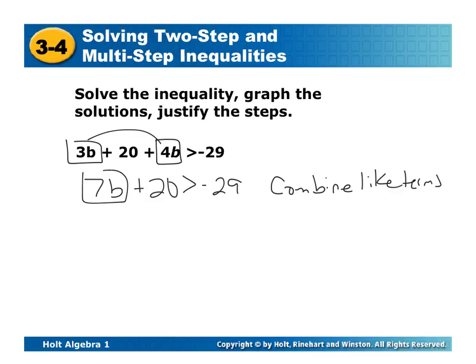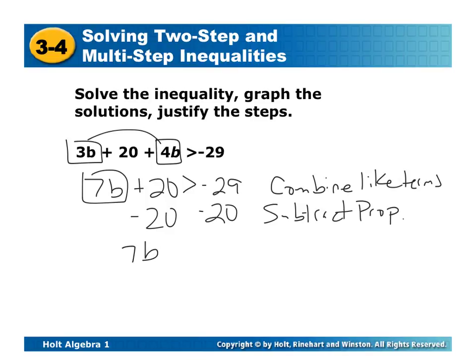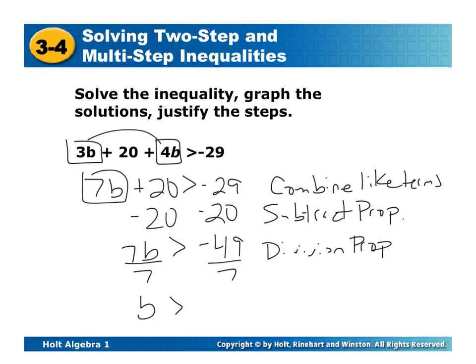Now, because we're solving for 7b, I'm going to go ahead and subtract 20 from both sides, and this would be the subtraction property. And then 7b is greater than negative 49. Now we're going to divide both sides by 7, and this is the division property. Because we're dividing by a positive number, our inequality sign is going to stay the same, even though we have a negative that is being divided. So b is going to be greater than negative 7.